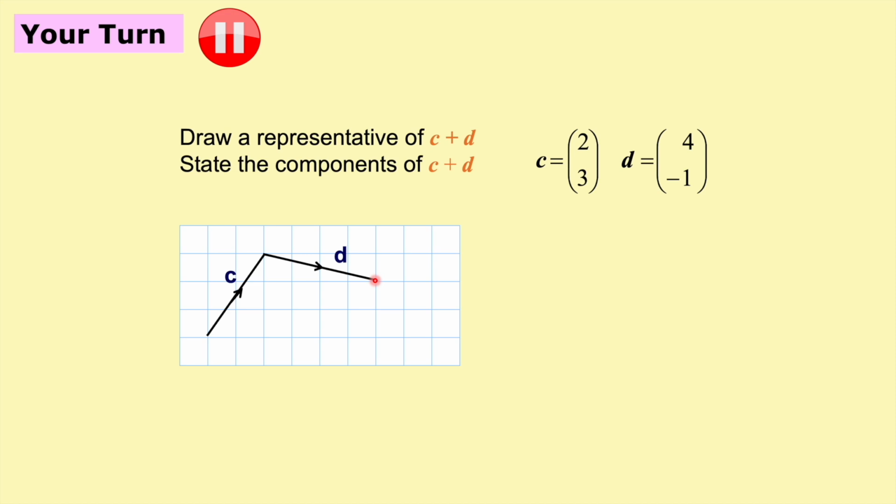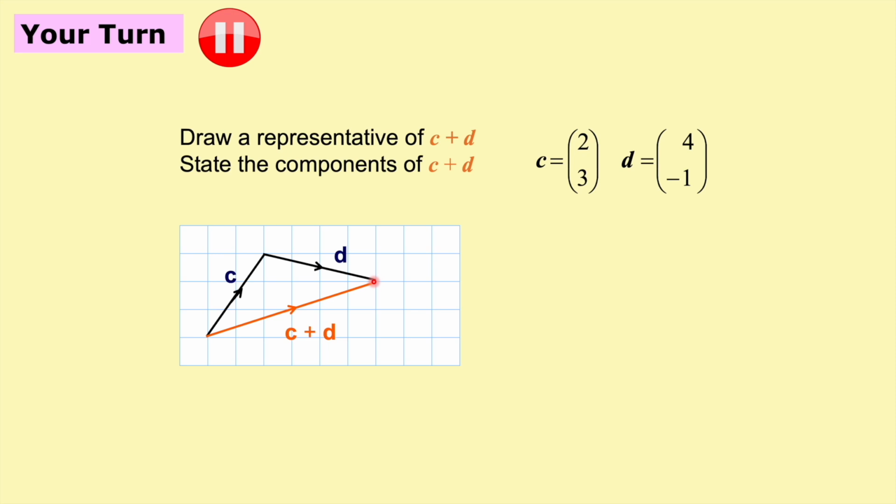And remember, we need to draw our resultant vector, so our little journey is starting at this point and it's finishing up here, meaning our vector C plus D looks like this, and that's the direction it's going in. So we're starting from down here and ending up here.